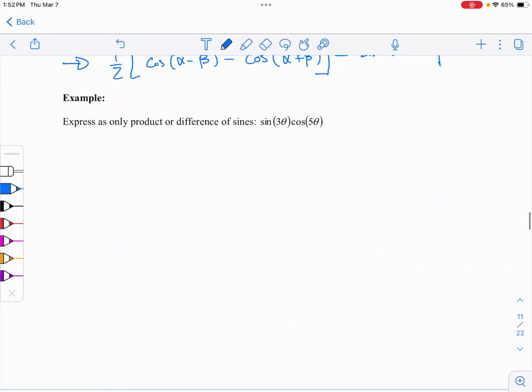And here's when they're appropriate. And it's almost always the same instructions. All right, express this only as a product or difference of signs. And most of the time, it's even clearer than that. It says, take this and convert the product to a sum, or convert the sum to a product, or convert this to some sum or difference. It's always mentioning products to sums in some regard. And the only thing we need to do here is just identify which one is alpha and which one is beta, and then make sure that you're plugging it in appropriately.